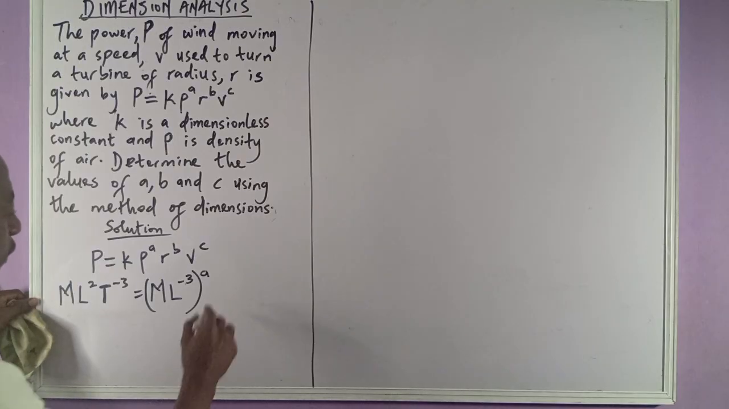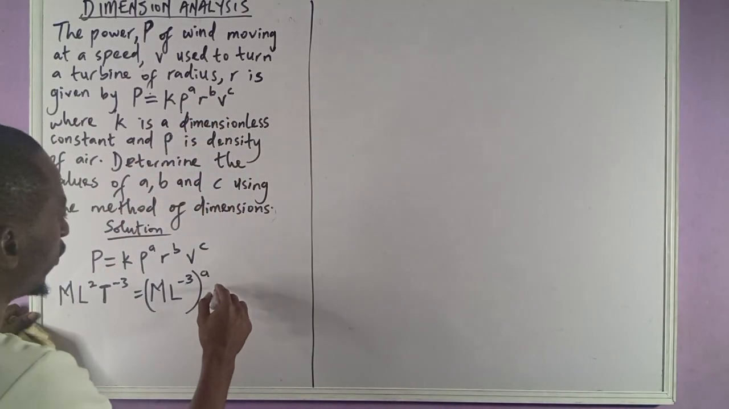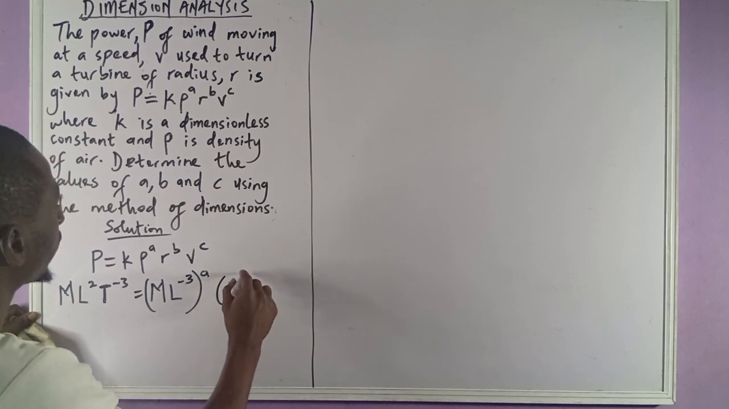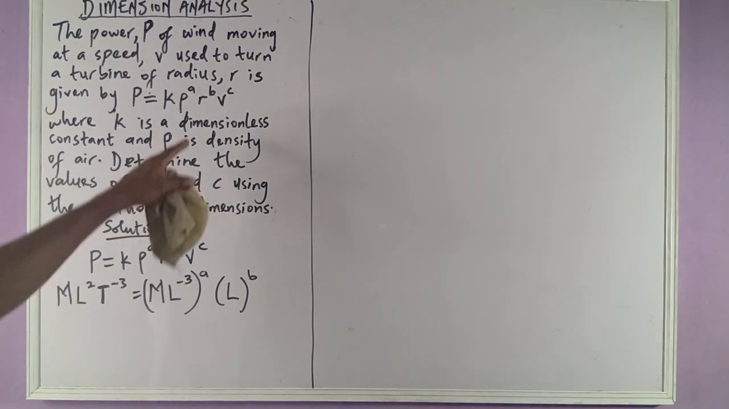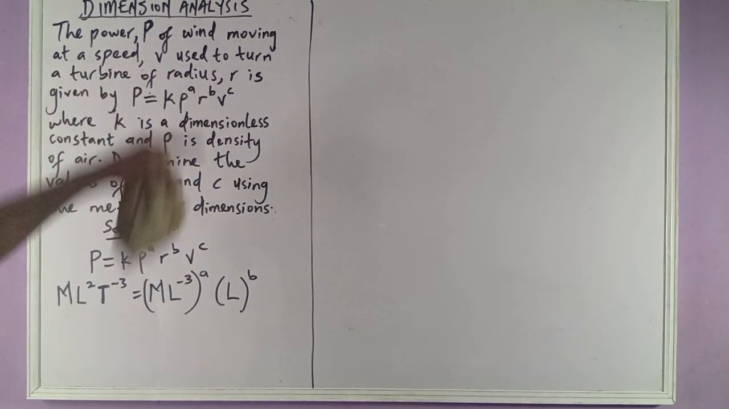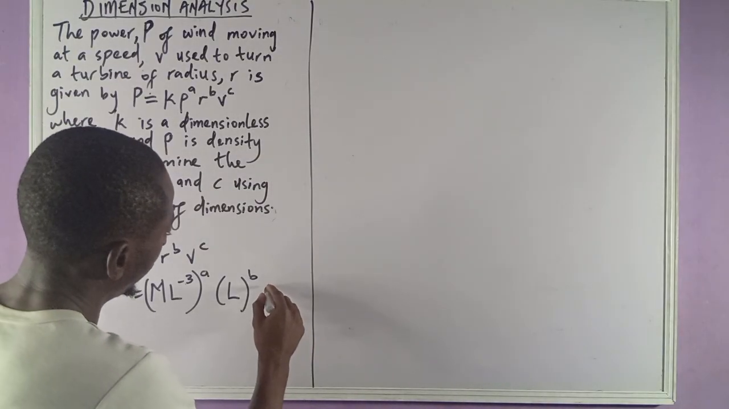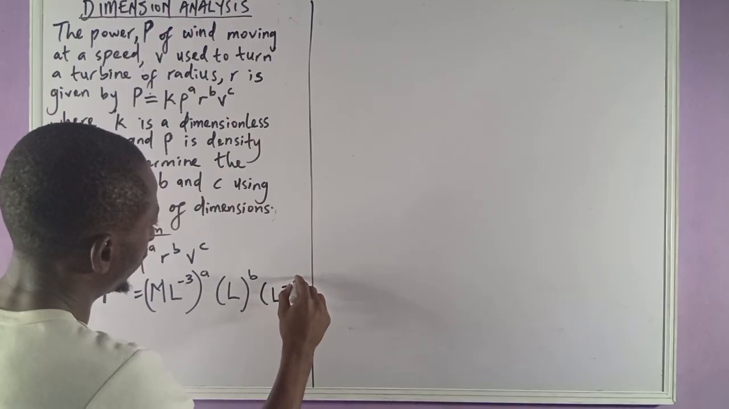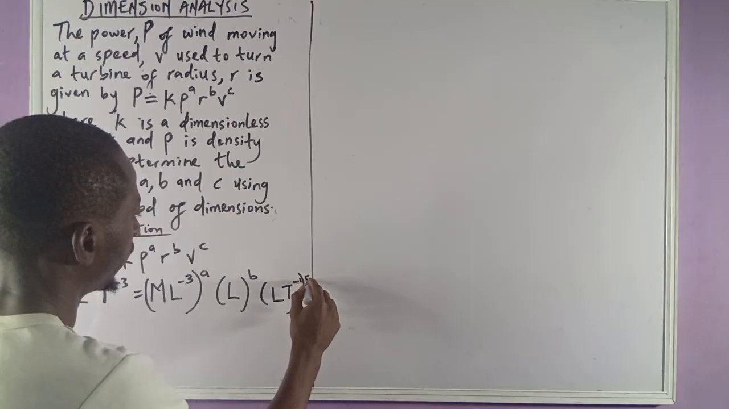Everything raised to power A. We were told r is radius. The dimension for radius is L, radius the length. And lastly, we have V, which is speed. So the dimension for speed is L T raised to power -1, everything raised to power C.